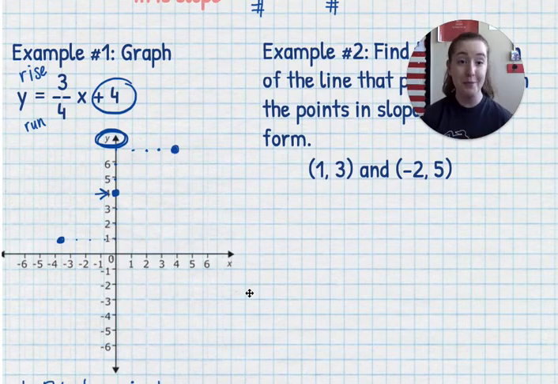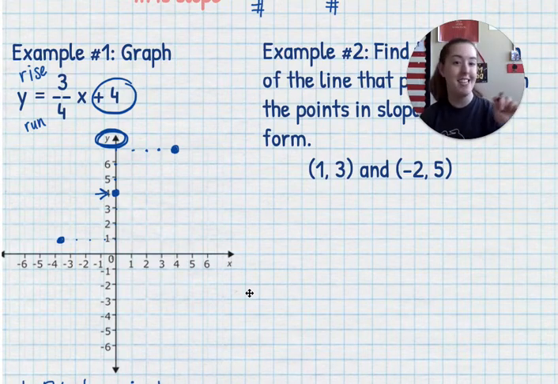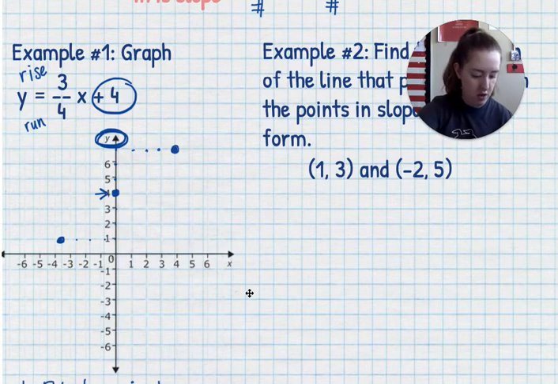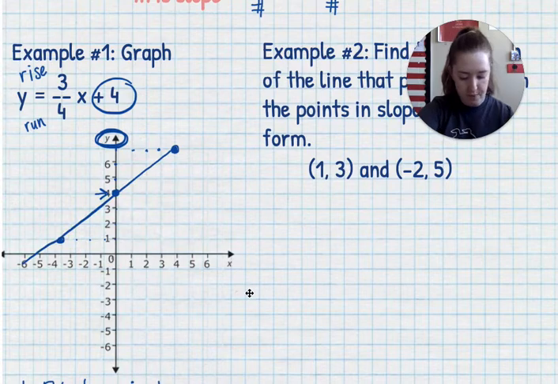Now, the most important part about graphing a line is actually drawing this stinking line. I can't tell you how many times kids just put a bunch of dots. And that's not a line. That's a bunch of points. So when we're graphing this line, make sure that we draw a line right there. Beautiful. Through all of my points.